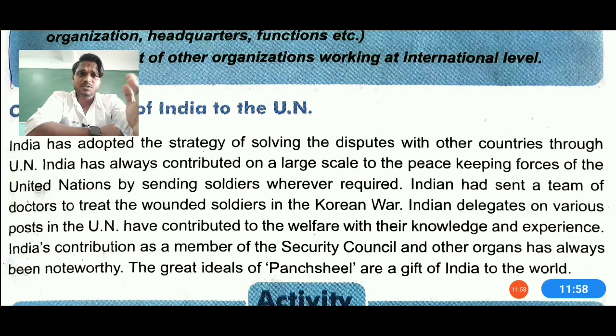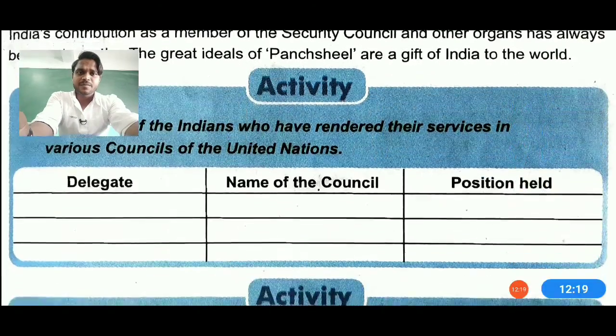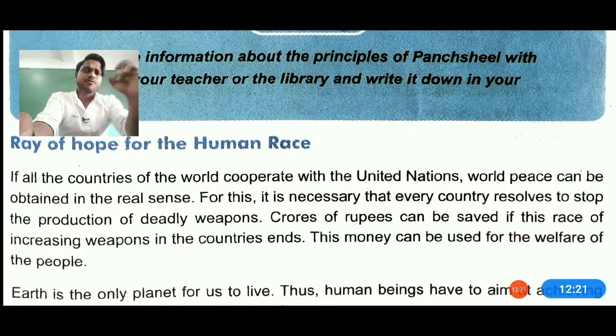So India's contribution as a member of the Security Council and other organs has always been noteworthy. The great ideas of Panchsheel are also gifts of India to the world. So that's how we can say India's reputation in the United Nations is very powerful, and we are getting proper respect and a proper position in the United Nations. The same as we can say, a ray of hope for the human race.